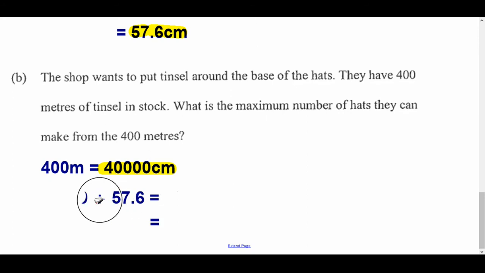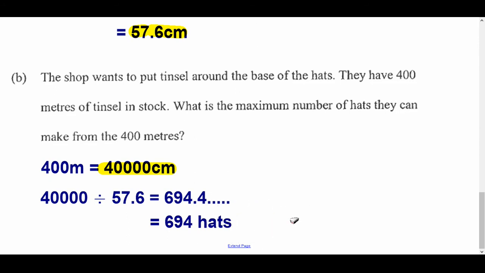Okay, so I'm going to do that, 40,000 divided by 57.6, and it pops out to be that. So I can't quite make 695 hats, can I? Doesn't quite make it. So round down, 694 hats is what you can make. Really important to get the things in the same units before you do your division. And I suppose you could change that into metres if you want. Divide by 100, it was 0.576, and 400 divided by that. I tend to like it better in centimetres.